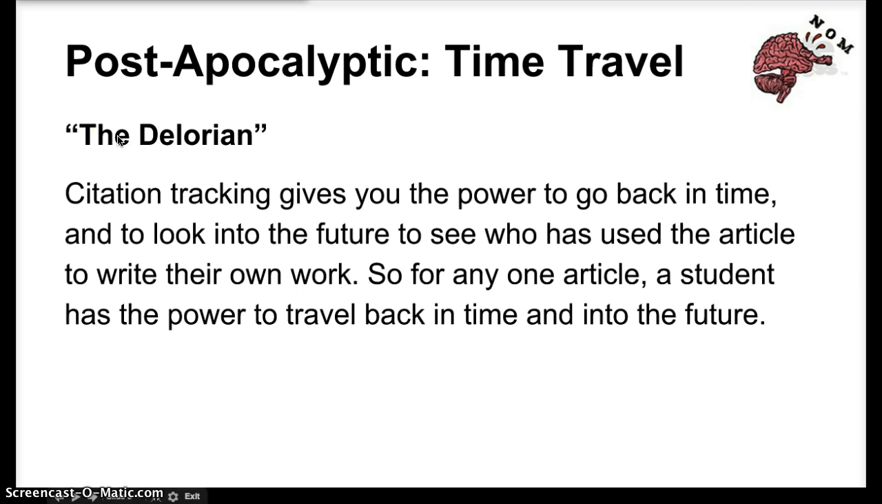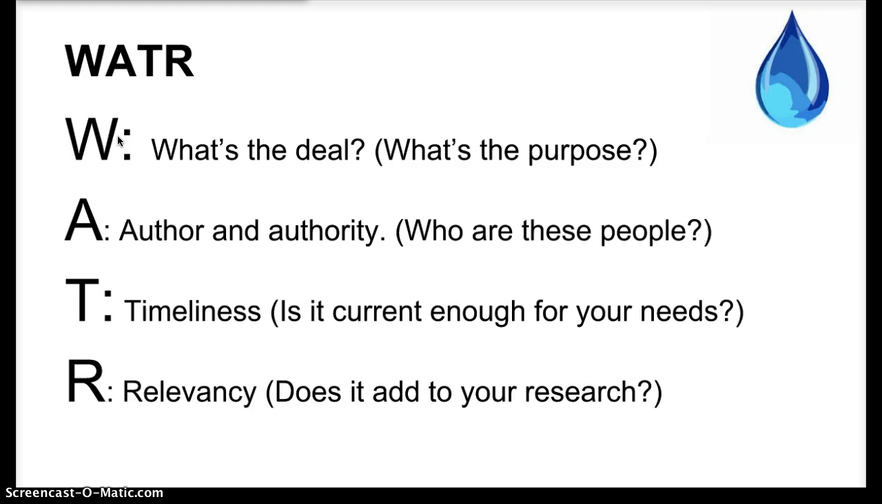So first we have zombies, or our post-apocalyptic theme. In this case it's focused less on zombies and on time travel instead. This activity is called the DeLorean, and it presents the idea of citation tracking as a time travel concept. Explaining to students that citation tracking gives you the power to go back in time, to see what sources were created first and what this author drew on, and then also to look into the future to see how that article has been used. So for any article, the student is given the power of time travel. That's the evaluation lesson for that theme.